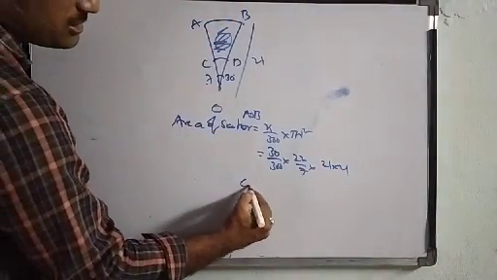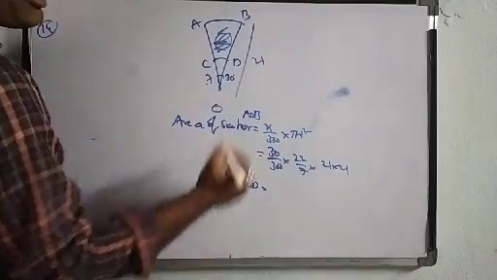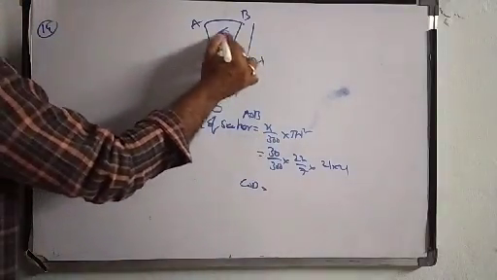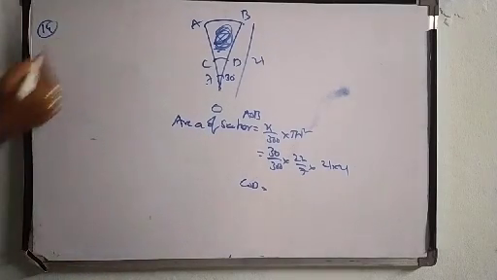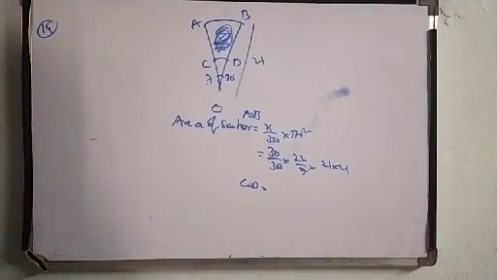Next, area of sector COD. For these two, you have to do subtraction. Then you will get the area of the shaded region. So area of sector AOB minus area of sector COD will give the 14th answer. Okay, next, coming to the 13th question.